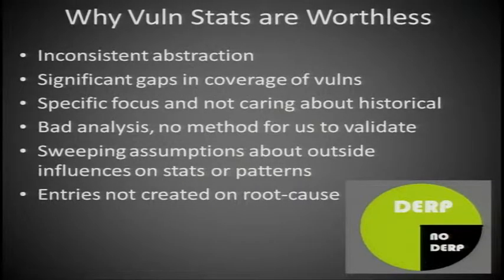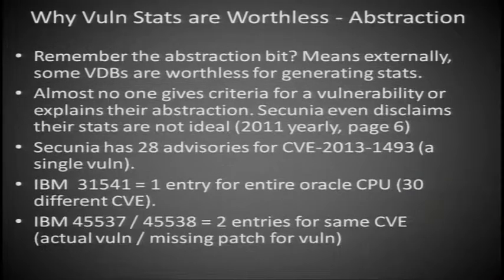So, inconsistent abstraction, significant gaps in coverage, specific focus, bad analysis, sweeping assumptions, all of those roll into the statistics we rely on. And I just covered that. So yeah, as an example, Secunia has 28 advisories for a single CVE. Can you use Secunia's numbers for a total vulnerability count anymore? No. Did you know that? Probably not. Have people been using their numbers? Yes.